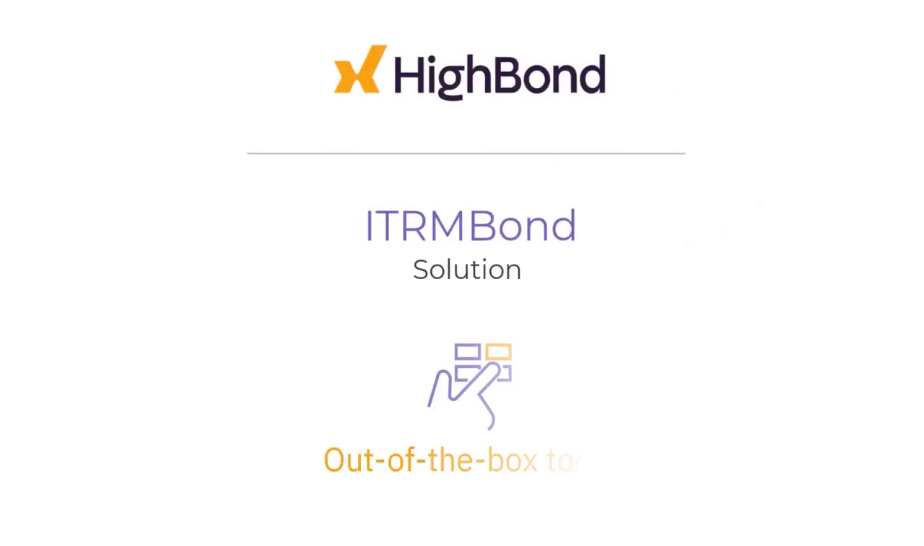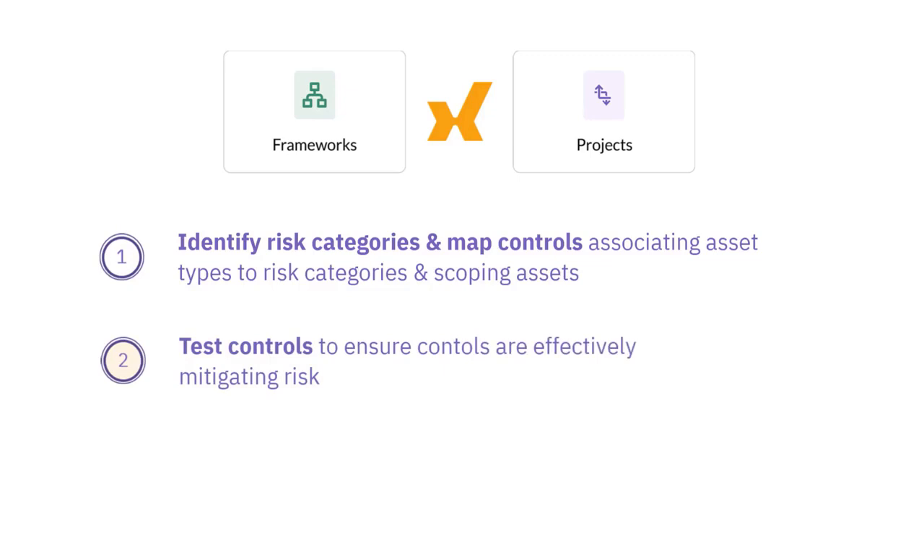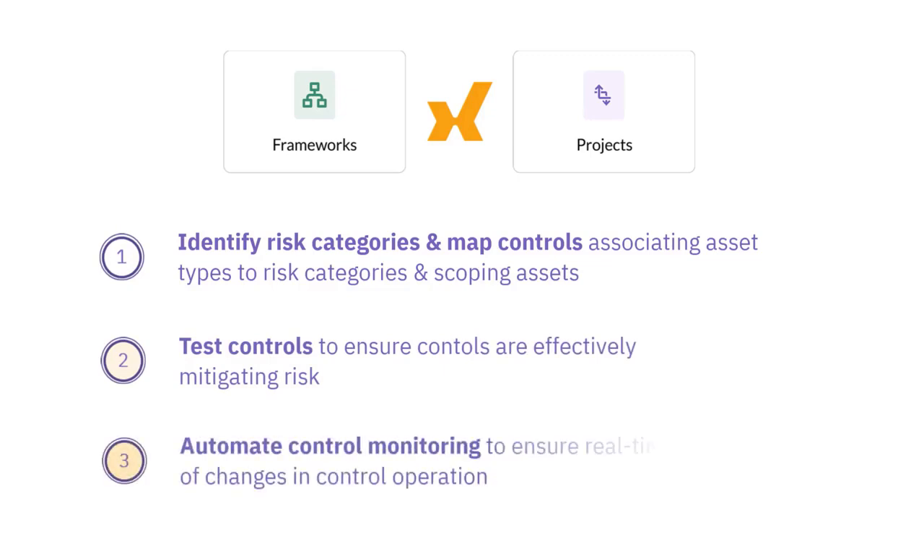HiBond's ITRM Bond solution simplifies program management with out-of-the-box tools to help risk teams get up and running quickly with their risk assessment projects. IT risk teams can leverage the existing relationship between HiBond's frameworks and project apps to identify risk categories and map controls, associating asset types to risk categories and scoping assets to bring focus to your risk assessments, test controls to ensure controls are effectively mitigating risk, and automate control monitoring to ensure real-time notification of any changes in control operation and allow risk assessment programs to scale.